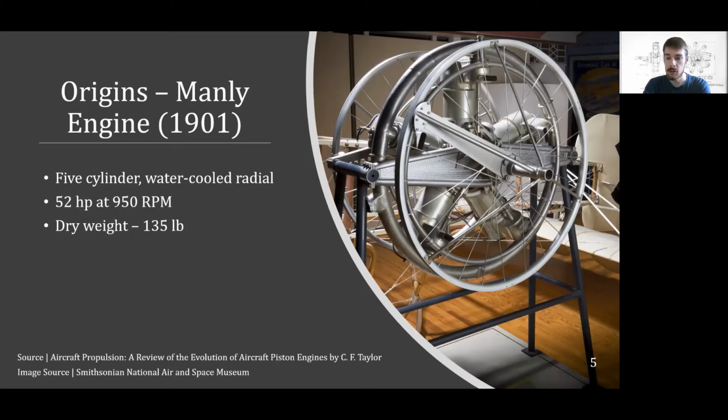It was a radial configuration with 5 cylinders. Radial means that the cylinders are arranged in a circle around the crankshaft. It had an astonishing amount of power for its weight at the time, and it's simply a marvel of engineering, which is why I've included it here, even though it technically was not on a flying vehicle.